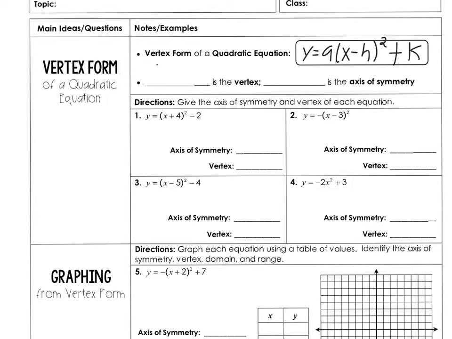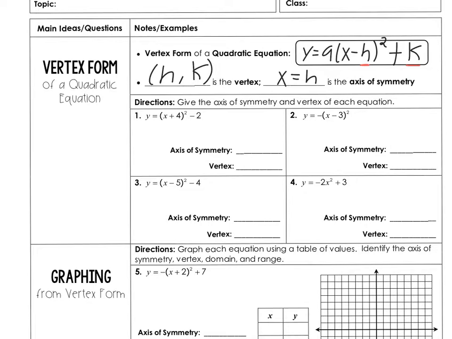In vertex form, the vertex is (h, k), okay? (h, k), so that's awesome. h and k, look, they're right here, they're given to us. So we can identify the vertex super quick without having to do anything else. And then it's also really easy to identify the axis of symmetry, right? The axis of symmetry is x = h. So vertex form makes it really easy to graph a quadratic by hand, like we've been doing.